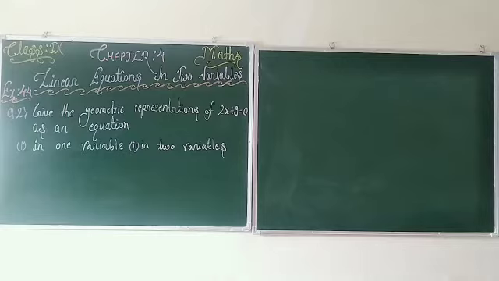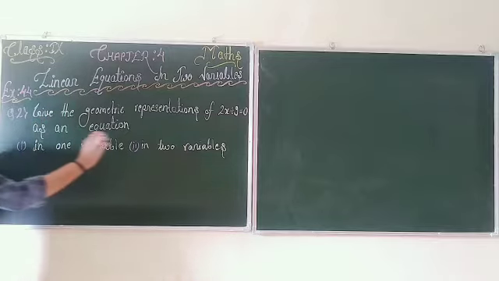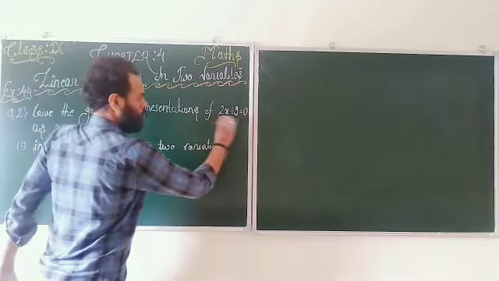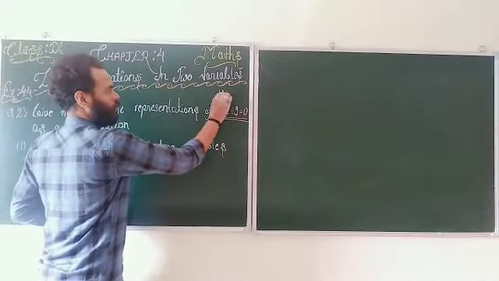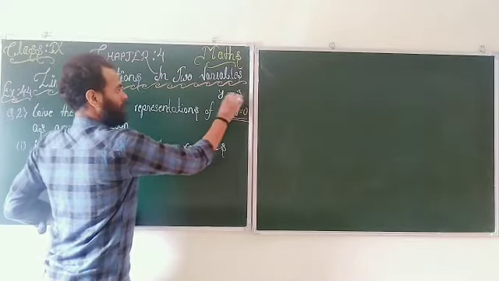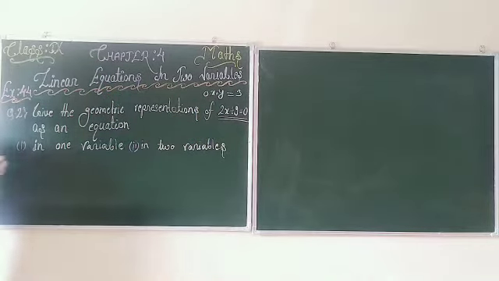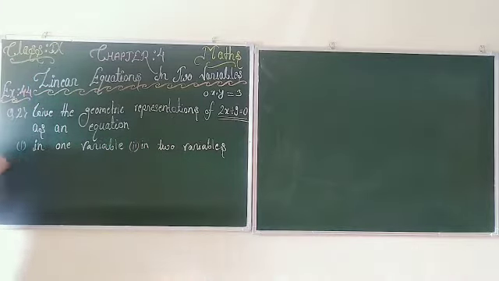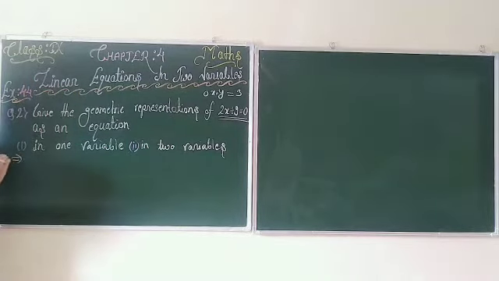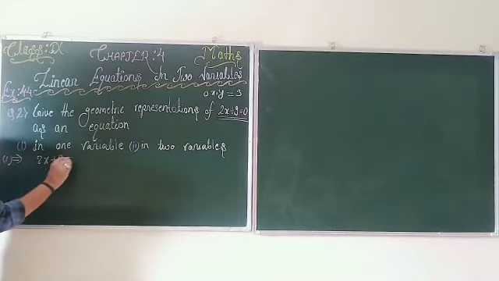Now see the last question of the exercise. This is also the same as the previous question. In this question, give the geometric representation of 2x plus 9 equal to 0. In the previous question y equal to 3, there we took 0 into x plus; here we take 0 into y in two variables. The equation is 2x plus 9 is equal to 0.